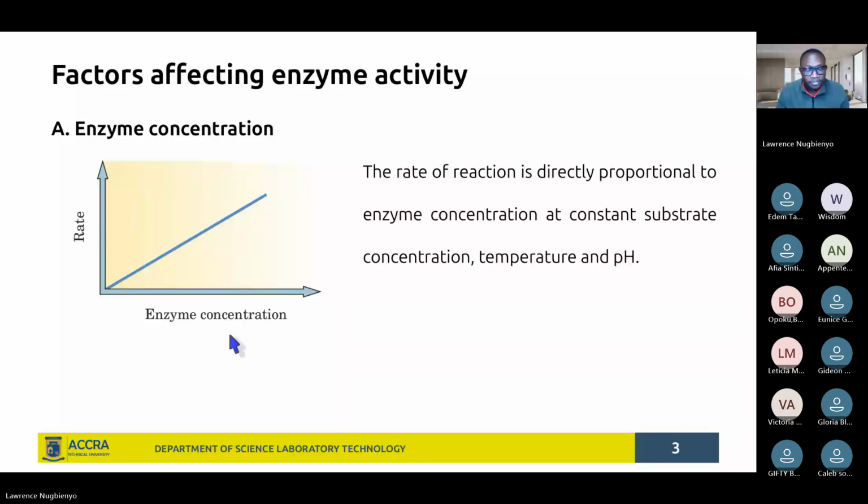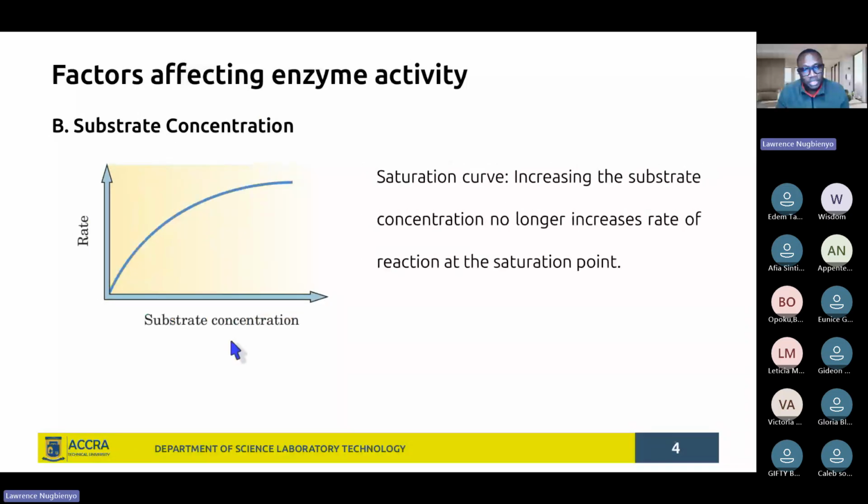The second is substrate concentration. So here too, in the beginning you see that the rate of reaction increases with increasing substrate concentration. Then it gets to a point that an increase in substrate concentration does not result in any change of the rate of the reaction. At that point, we refer to it as a saturation point. Now, why that? Why that? So let's see.